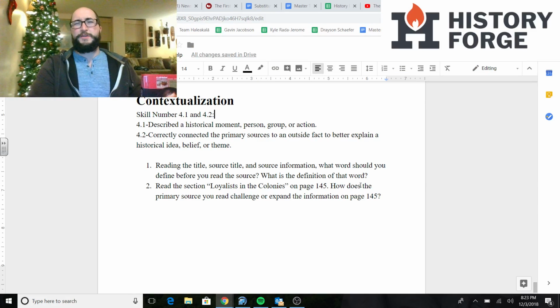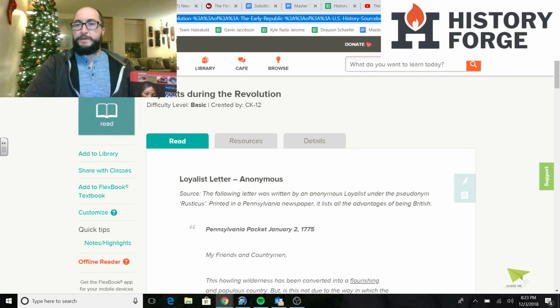And you're just going to do this on notebook paper, all right? Just write it on notebook paper, use that RAISE strategy. Now, number two is a little more complicated. Read the section, quote, Loyalists in the Colonies on page 145, and then here's the question. How does the primary source you read challenge or expand the information on page 145? So the primary source is right here. Again, it's called Loyalists During the Revolution.